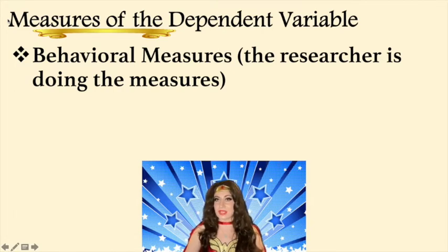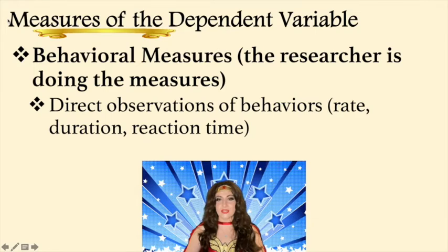Behavioral measures are more objective, and this is when the researcher is actually doing the measures and collecting the measurements. So these are things like direct observation of behaviors. So rate is a great example of a behavioral measure. So you might be watching participants complete a particular task, and you want to see how often or how quickly they are performing a particular task. Let's say you ask them to solve a crossword puzzle, but what you're really interested in is how many times they look to the right side of the screen, right? So you might be counting how many times they leave the task at hand and look somewhere else.